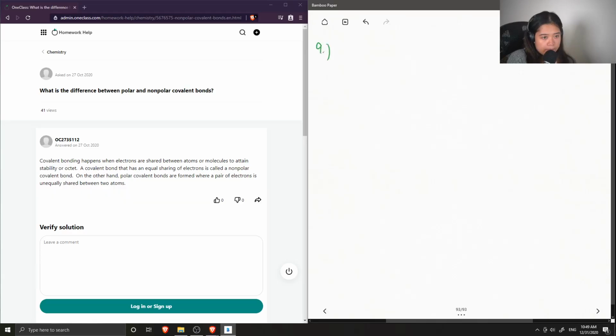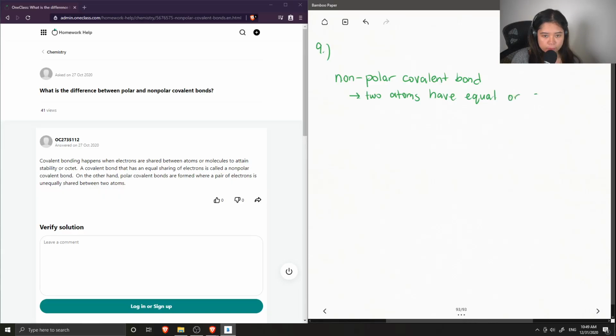Okay, so when we have nonpolar covalent bonds, this is when two atoms have an equal or similar electronegativity values. So we can also show that the difference in electronegativity is around 0 to 0.5.